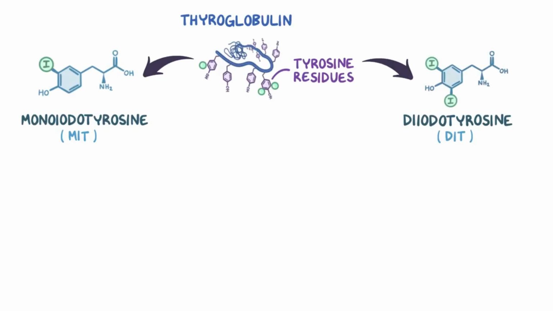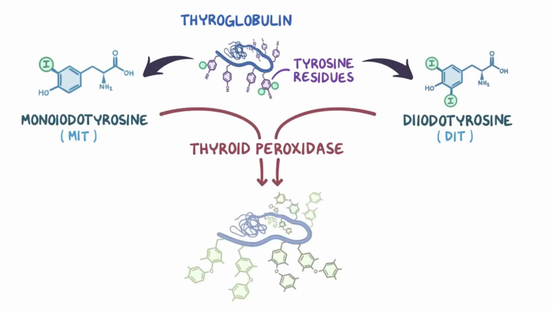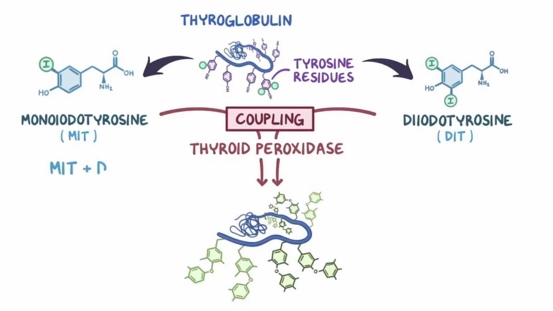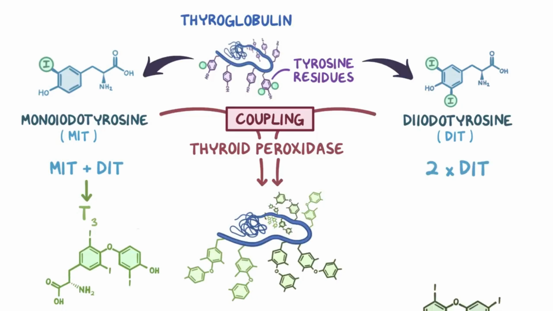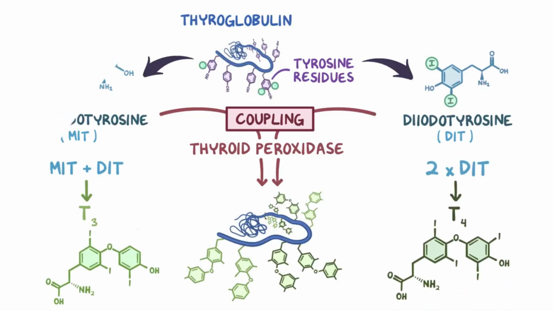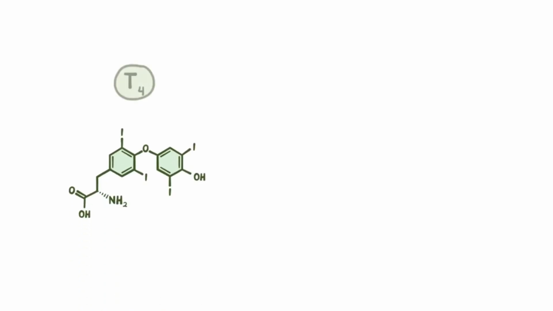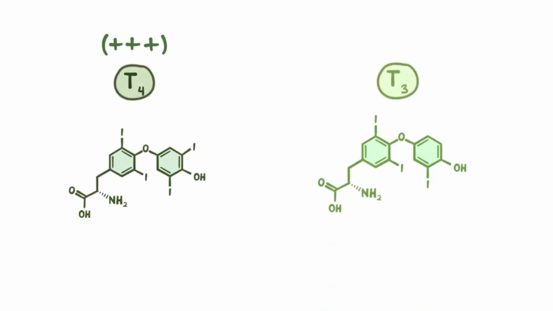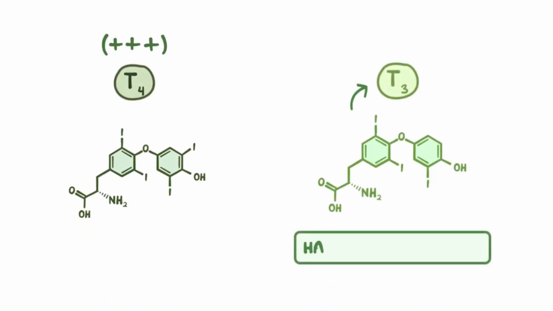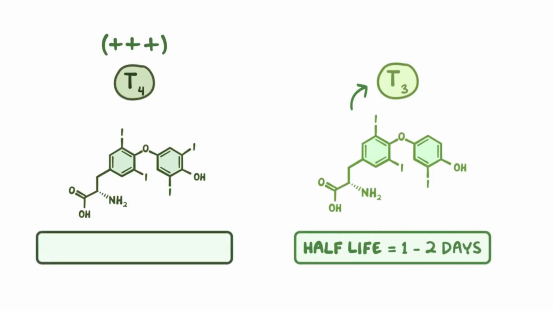These molecules are then coupled together by the same enzyme, thyroid peroxidase. This process is known as coupling. Coupling one MIT with one DIT creates T3, while coupling 2 DIT molecules creates T4. T4 is generally created in greater amounts than T3, with T3 being the more active form with a half-life of 1 to 2 days, while T4 is less active but has a longer half-life of 6 to 8 days.